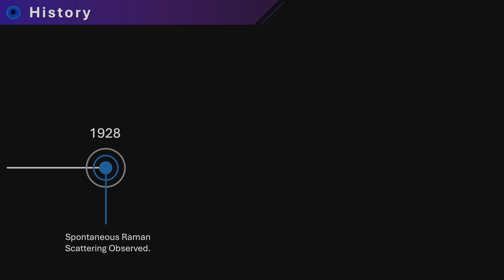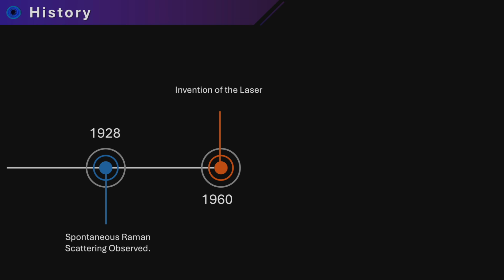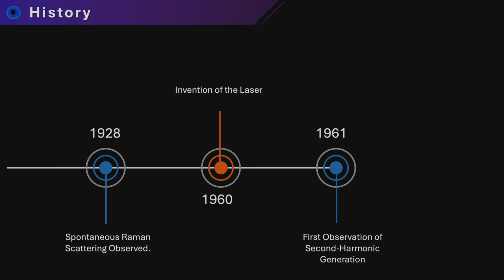And after that, the progress was quite slow. And why? Because nonlinear effects demand very high intensities, and at that time, such light sources simply didn't exist. The field had to wait for a new invention. That breakthrough came in 1960 when Theodore Maiman built the first laser. With lasers, suddenly the intensities required for nonlinear effects became possible. And then in just the very next year, 1961, the first second harmonic generation was observed. From that point, the field just exploded with new discoveries.